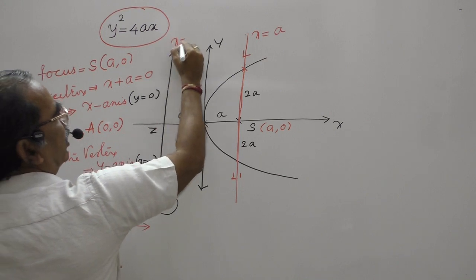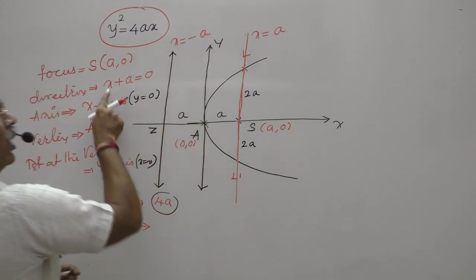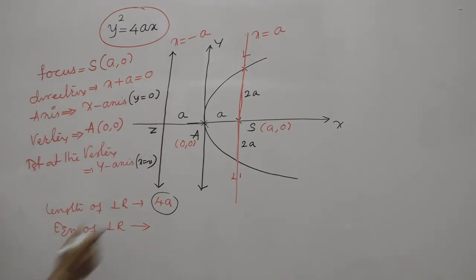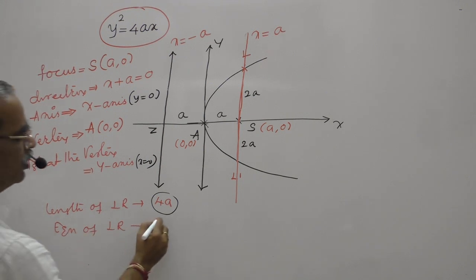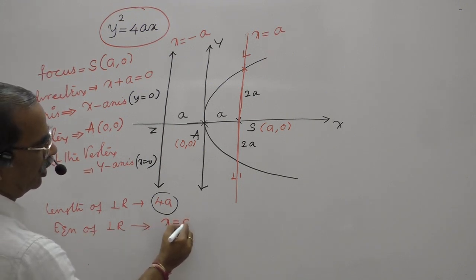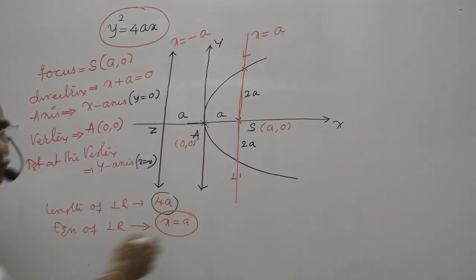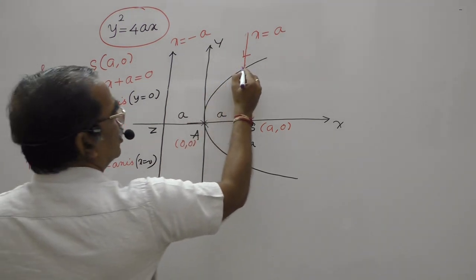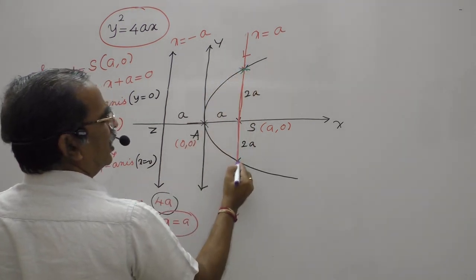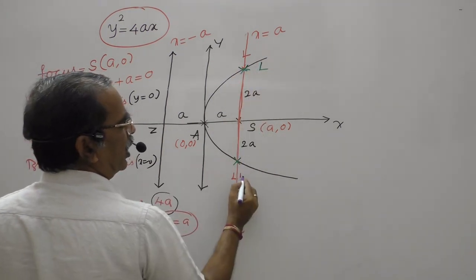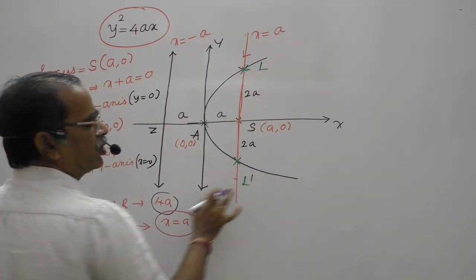That's why we have taken x equal to minus a. Further, x plus a equal to 0. Therefore, the equation of latus rectum is x equal to a, or x minus a equal to 0. This is the equation of this line. And also, these are called, this is what? L dash. L dash is latus rectum. This point is L and this point is L dash, no?